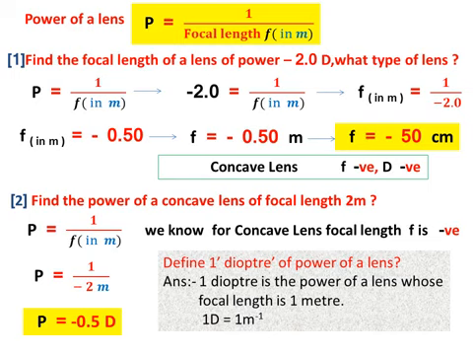And what is diopter? The question arises here: define one diopter of power of a lens. So we can say one diopter is the power of a lens whose focal length is 1 meter. And the formula is P is equal to 1 upon f in meter, and one diopter is equal to 1 meter inverse. Thank you.